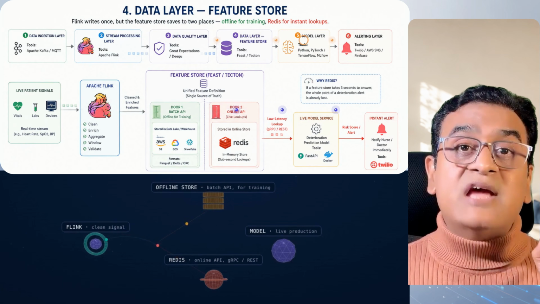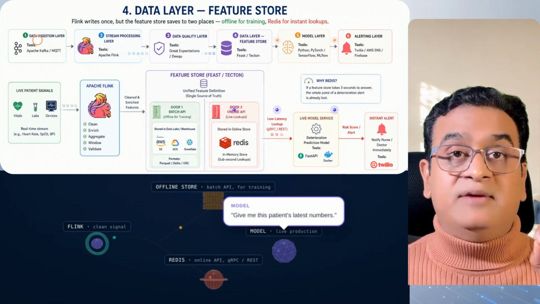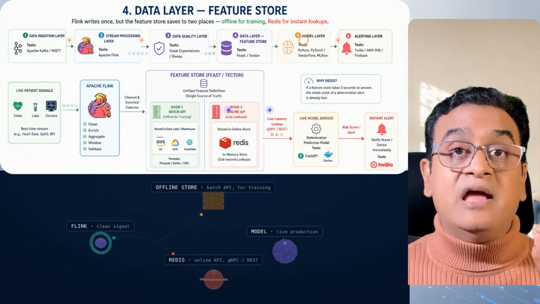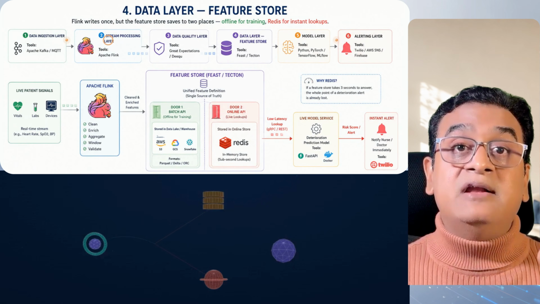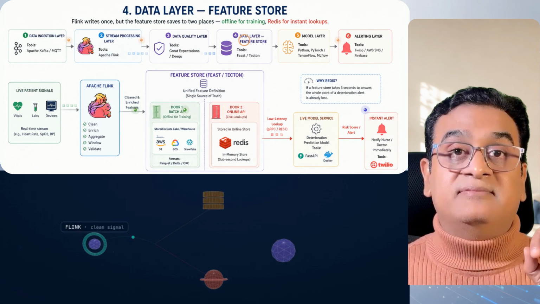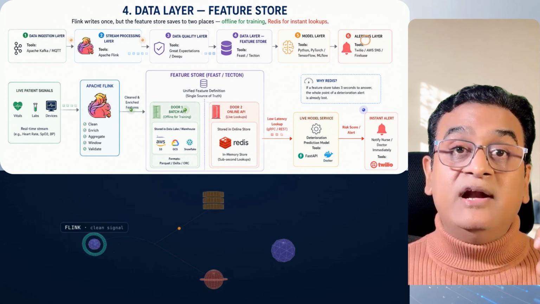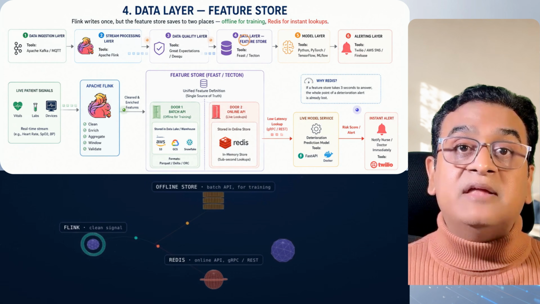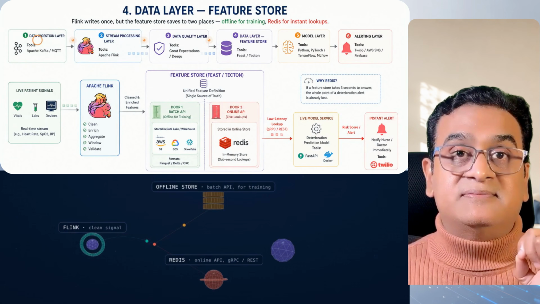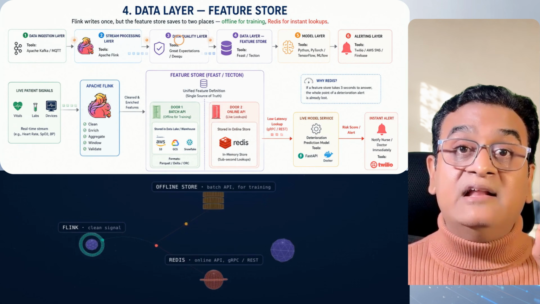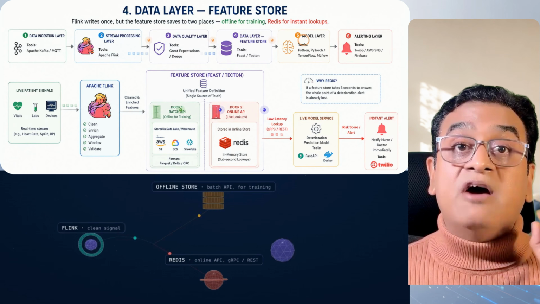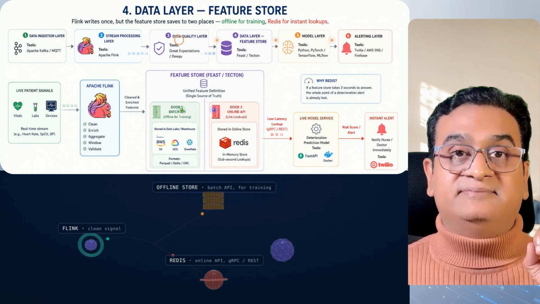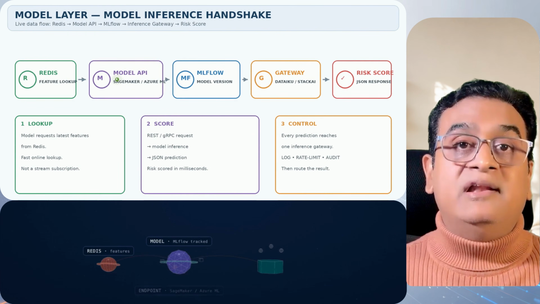Here's something most executives never actually get explained to them. The model doesn't sit there watching the data stream. It calls the feature store on demand. That's a lookup, not a subscription. Every time a new reading changes a patient's risk profile, one request fires: give me this patient's latest numbers. That's the moment the data layer hands off to the model layer, not a file being processed along, but a live call happening in real time. Now let's move on to model layer.